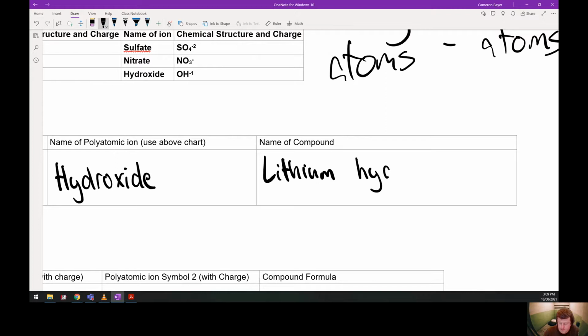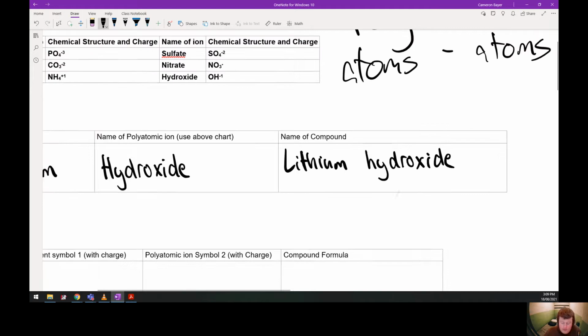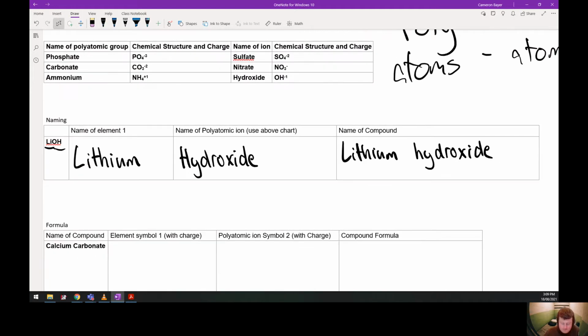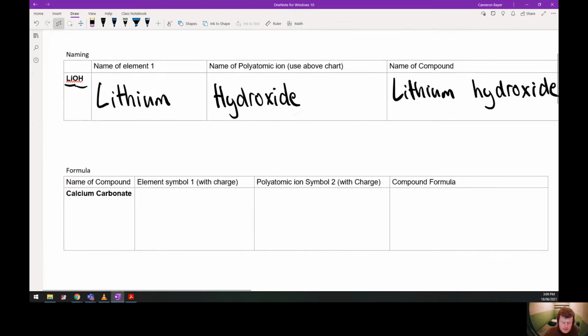Lithium hydroxide. And that is now the name of this chemical, which contains a polyatomic ion. Easy as that. Now, what we're going to be able to do is write a formula as well from that, and hopefully you're able to get the stuff on Monday.